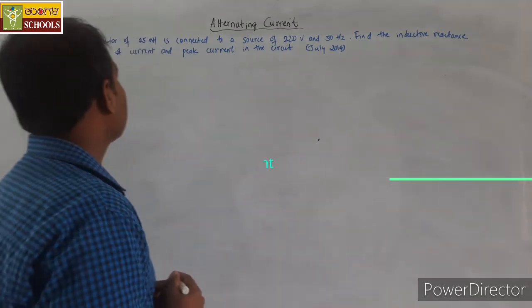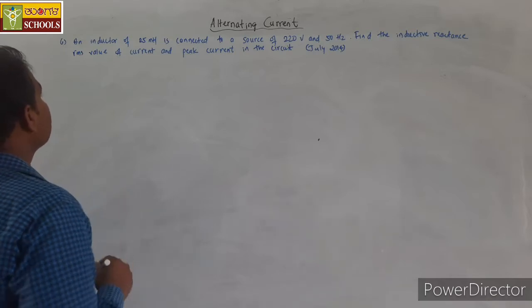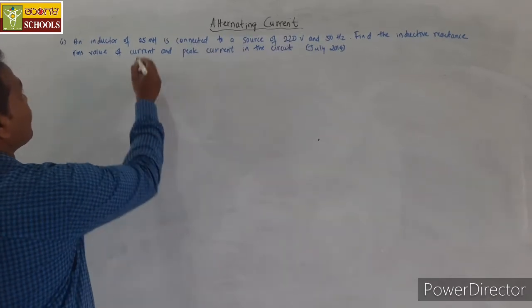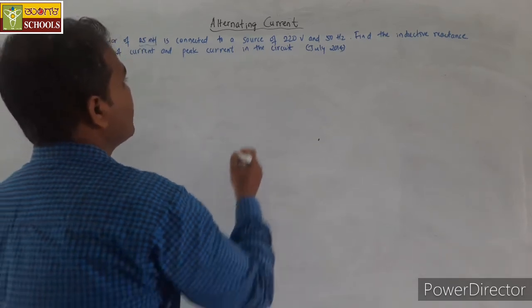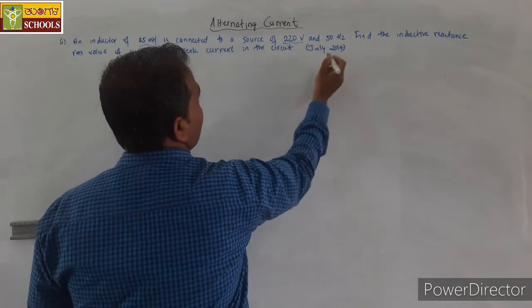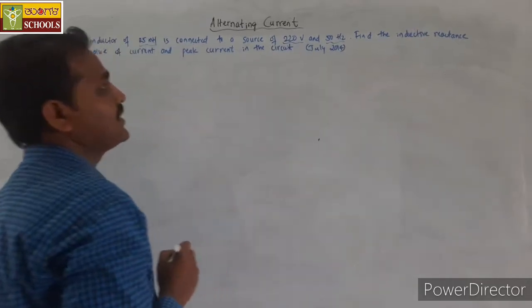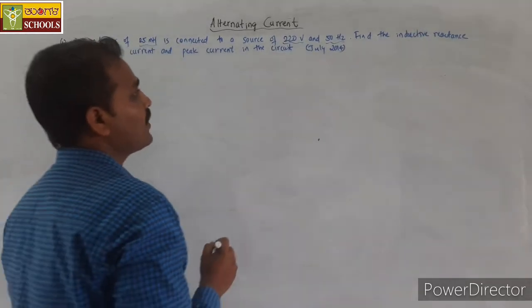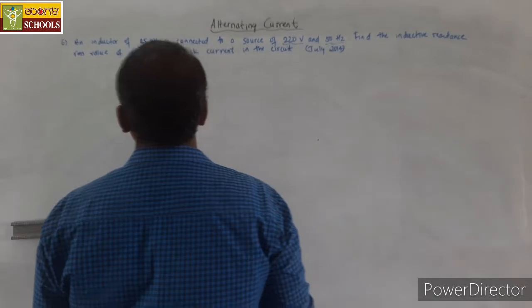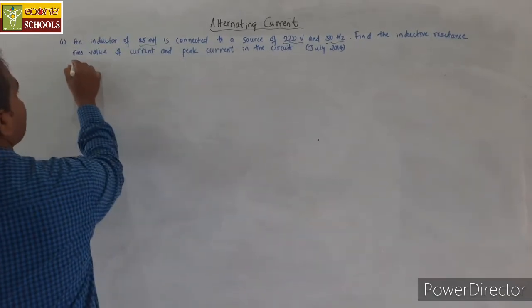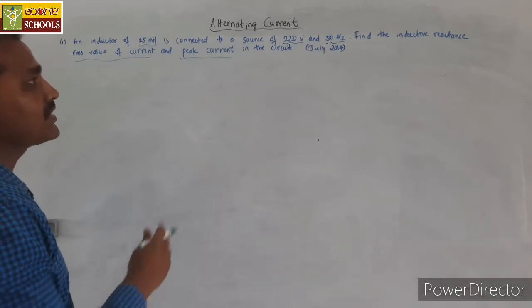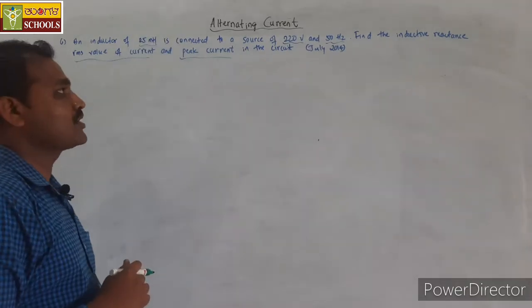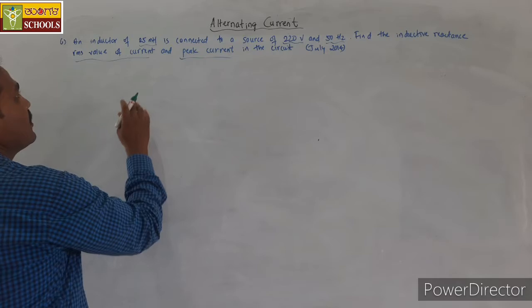Look at question number 6. It is given that an inductor of 25 millihenry is connected to a source of 220 volt and 50 hertz frequency. We are asked to find the inductive reactance, RMS value of the current and peak current in the circuit. It is a question asked in July 2014 question paper. Simple problem for 5 marks.